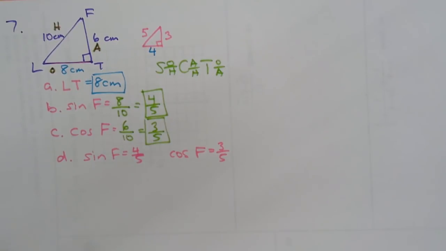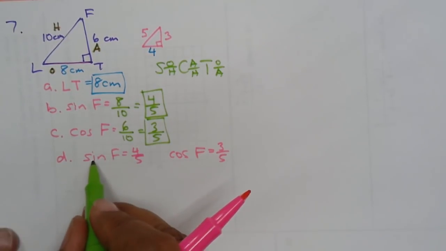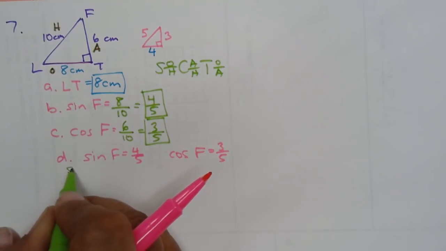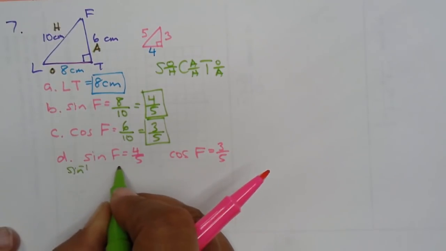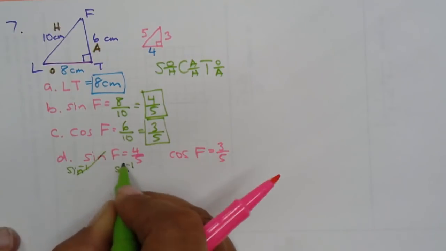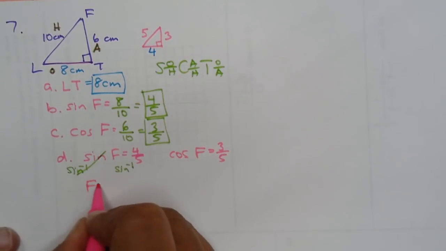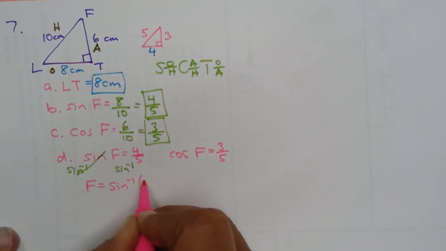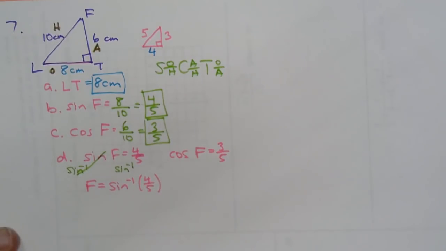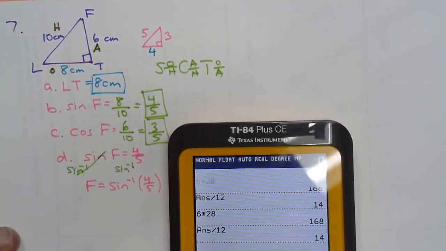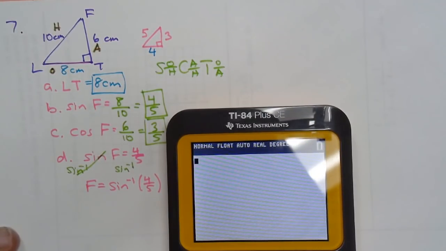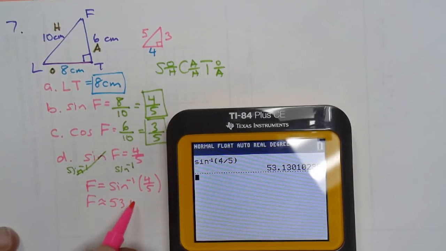Now to solve for an angle measure, you have to get rid of sine. And to get rid of sine, you have to do the inverse, which is the little -1. That gets rid of it. So F equals sine inverse of 4/5. Now it's time to plug into the calculator. We have sine by hitting the second button, and notice now the -1 shows up. 4 divided by 5, which gets you approximately 53.13 degrees.